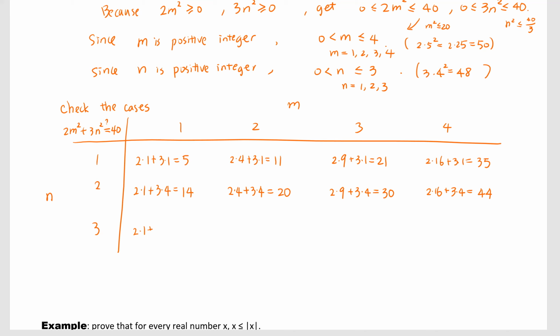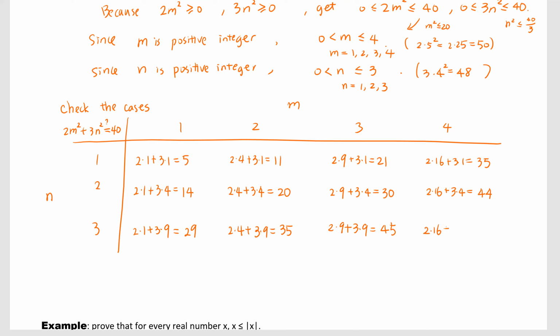Okay, now with n equal to 3: this is 2 times 1, 3 times 3 squared is 9, 27 plus 2 is 29. 2 times 4, 3 times 9, 27 plus 8 is 35. And then 2 times 9, 3 times 9, right? So 18 plus 27 is 45.